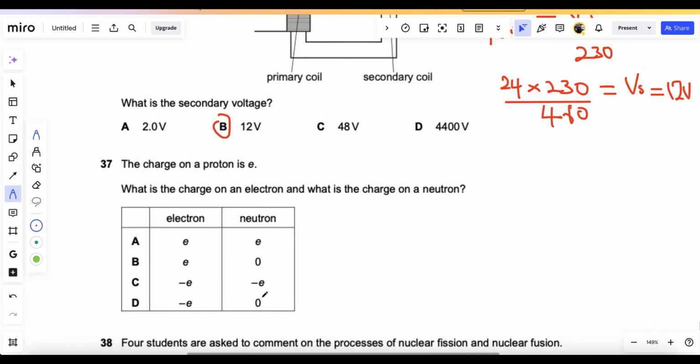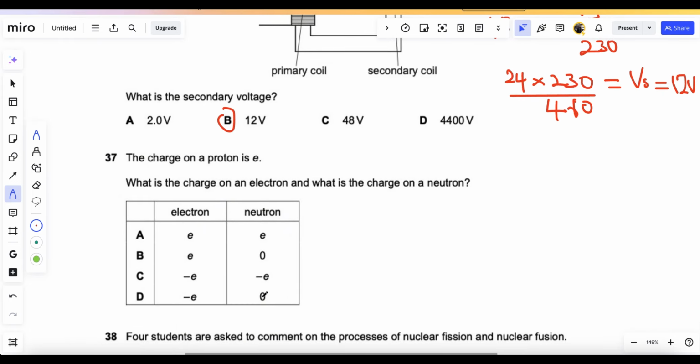So let's go to 37. The charge on a proton is E. What is the charge on an electron and what is the charge on a neutron? Neutron does not have a charge. This one is 0. If the charge on a proton is E, the charge on the electron will be minus E, a negative charge. Neutron does not have a charge. So what is our answer? D, right? So our answer is D.